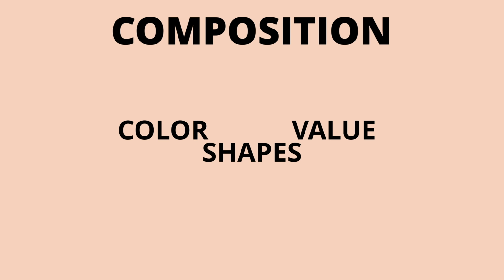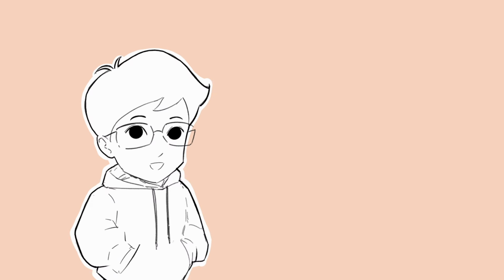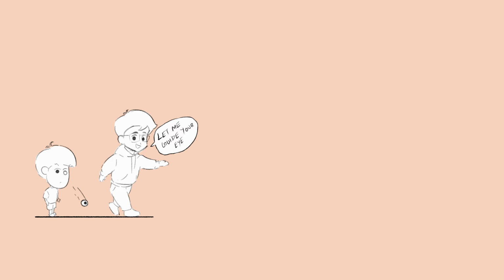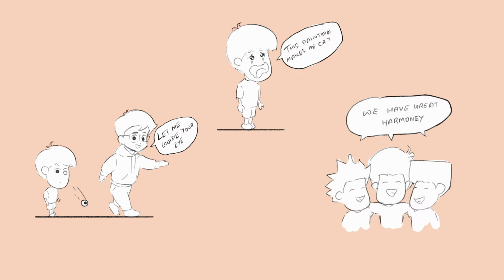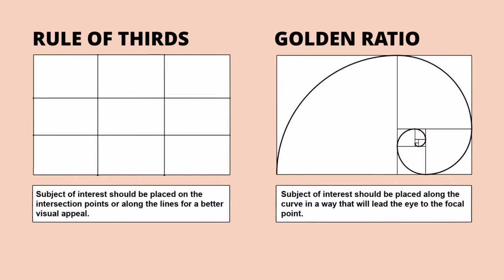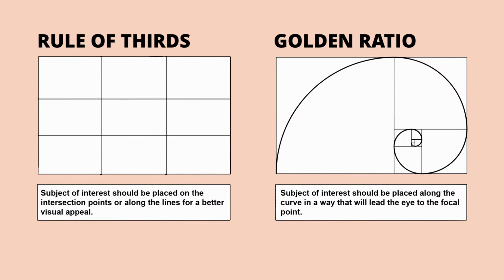Composition. Composition is all about making things like color, value, and shapes work together in a way that looks good. The goal of good composition is to guide the viewer's eye, convey a message or emotion, and create a sense of harmony within the artwork. The rule of thirds and the golden ratio are the most common composition layouts. They are simple and they work well.